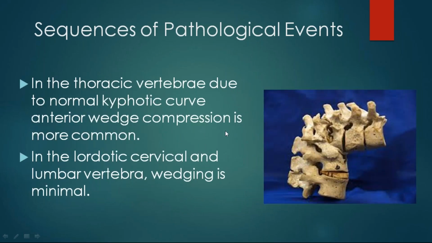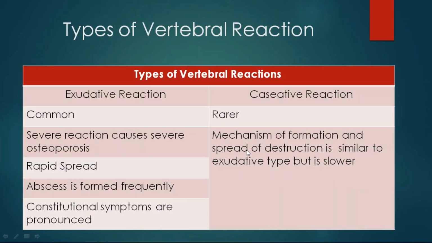So in the thoracic vertebra, as already discussed, there will be an anterior wedging. This results in the deformity which is called kyphosis. In the lumbar and the cervical region, normally you will see lordosis. So the lordosis will get corrected, but it will not be much deformity. But in the thoracic vertebra, there will be more prominent deformity, which is a kyphosis.